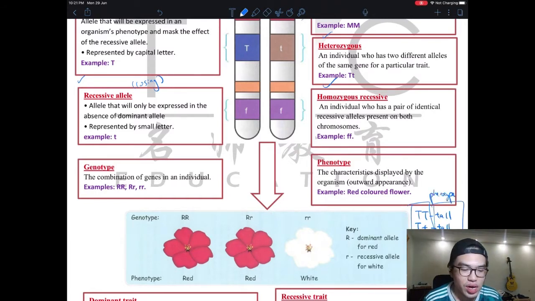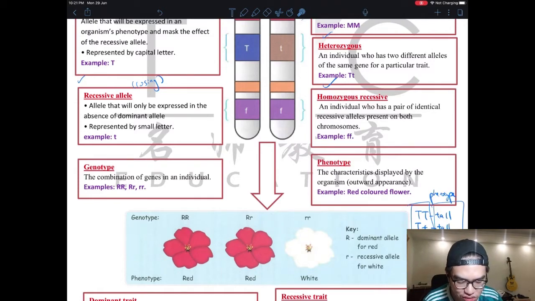Okay, so can you see big T and big T, small t? They are different genotype, but they are the same phenotype. At the end of the day, we only care about phenotype, because that's what you can see.